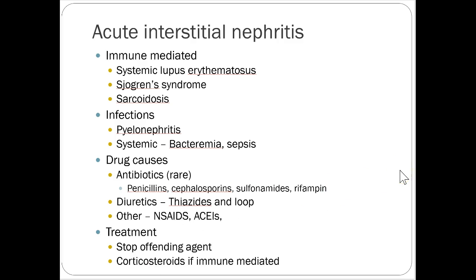Again, kind of a similar concept here. Stop your offending agent. Acute interstitial nephritis can happen from some autoimmune diseases too. In those cases, usually high-dose steroids to suppress the over-immune response are indicated, but that's going to be limited to these particular things. You would probably most commonly see this with patients with lupus. If they have kidney disease, that can be a presentation they'll have.